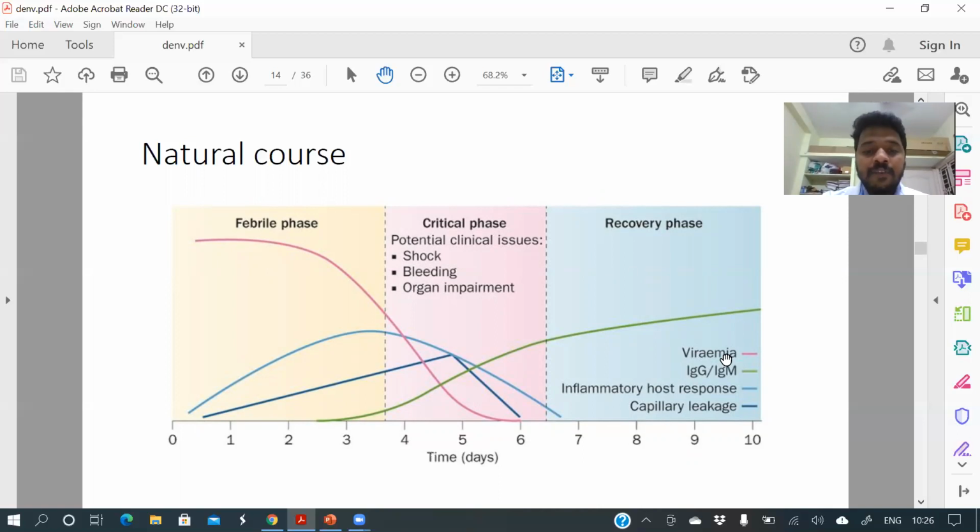The days will correspond to day 4 to day 7, and the recovery phase is the phase where antibodies are formed and then viremia comes down. The critical phase is where the plasma leakage happens, and in the recovery phase the only severe manifestation will be pulmonary edema, when the fluid which has gone out of the blood vessels re-enters them. So the only severe manifestation in the recovery phase will be pulmonary edema, whereas all other clinical manifestations happen in the critical phase. It can manifest as shock, bleeding, or organ impairment.